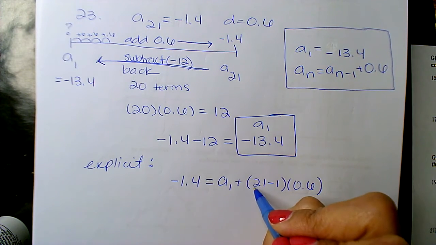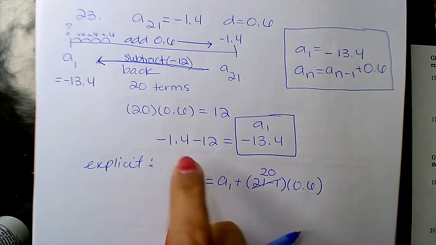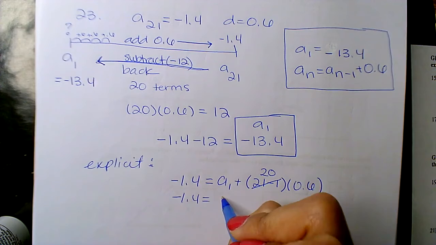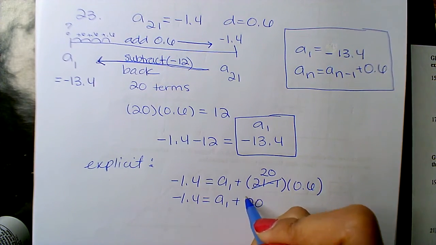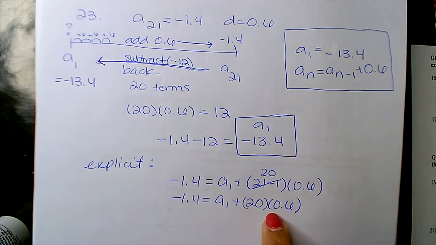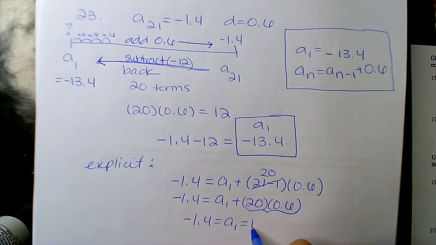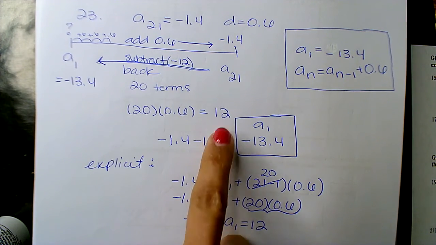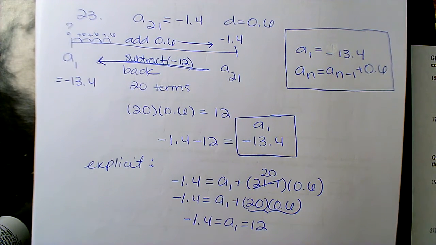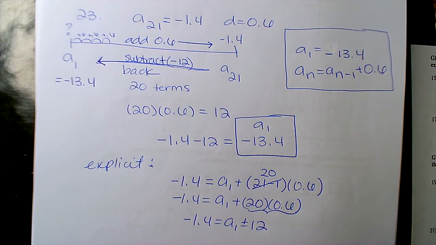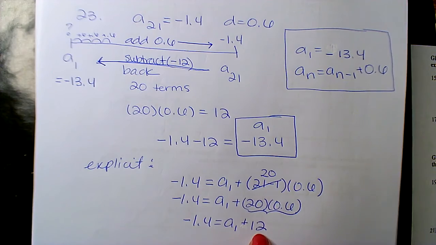Okay, what's 21 minus 1? There's my 20, and notice there's my 20 terms. Okay, multiply these two together. There's my 12, which is what I got here. Why do I have a... Hold on. It's not a plus minus, you guys. I got equal sign happy. So there's my plus 12.